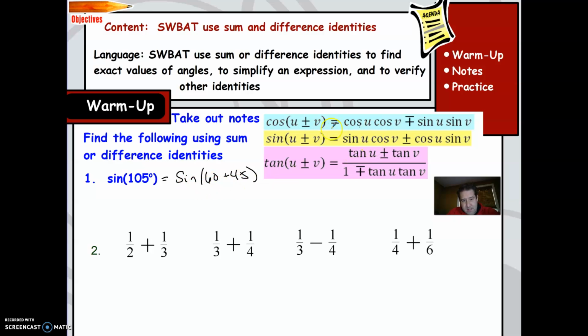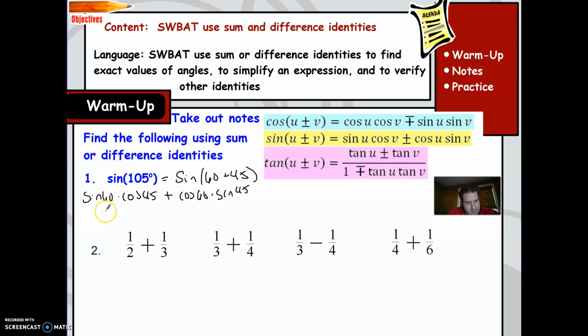So now we have it like this. As I showed you in the last video, we can now use these. So that would be sine of 60 times cosine of 45. Then that would be plus, because it's sine, it stays the same. So cosine of 60 times sine of 45.